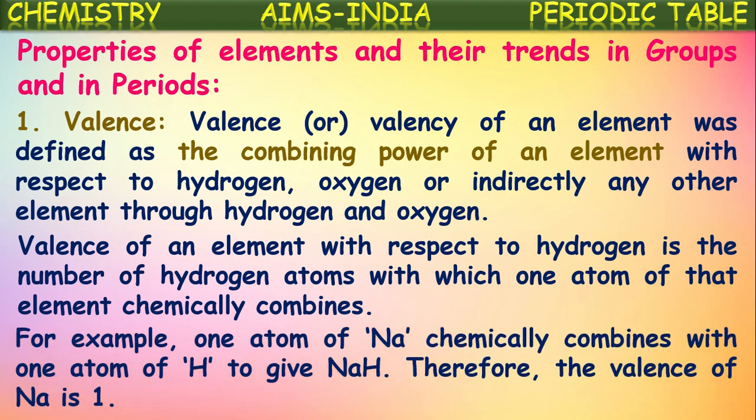For example, let us see one example. One atom of sodium chemically combines with one atom of hydrogen to give NaH, sodium hydride. In this, if you observe, one atom of sodium combined with one atom of hydrogen. We defined valency as the number of hydrogen atoms combining with one atom of an element. So here one atom of sodium combines with one atom of hydrogen, and therefore the valency of sodium is 1.